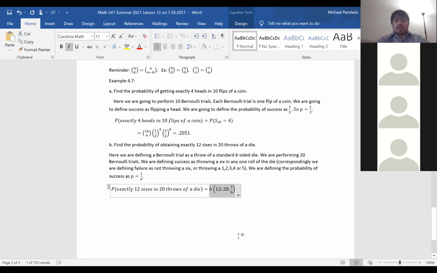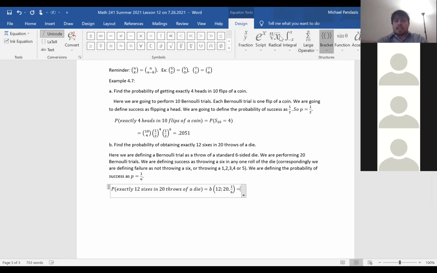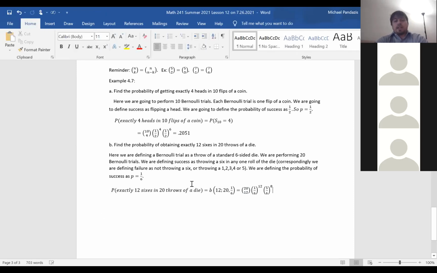Okay, so the probability of exactly 12 sixes in 20 throws of a die is equal to B of 12 colon 20 comma 1/6. And you calculate that, and so that's the same as 20 choose 12 times 1/6 raised to the 12th times 5/6 raised to the 8th power, because it's 20 minus 12. Now, many of you will ignore my advice and go from here to here. I mean, you're getting it and you'll get the right answer.